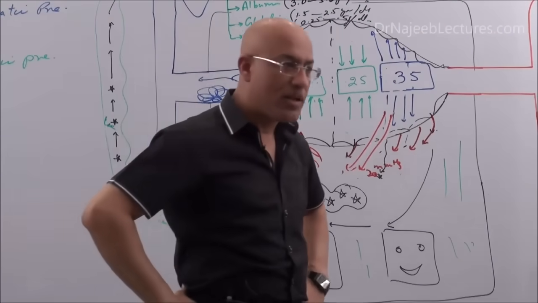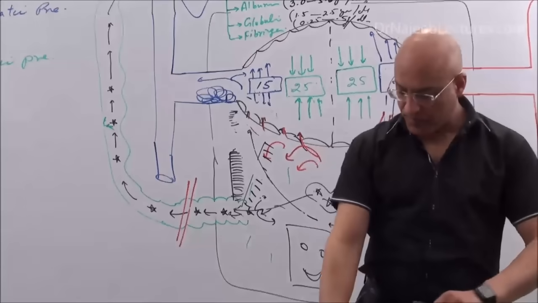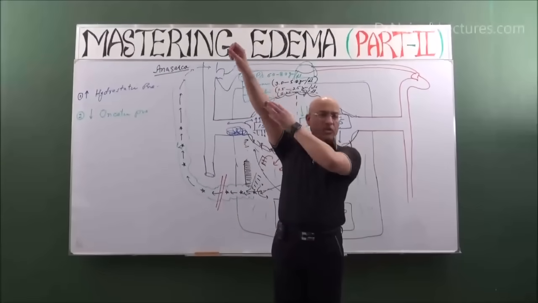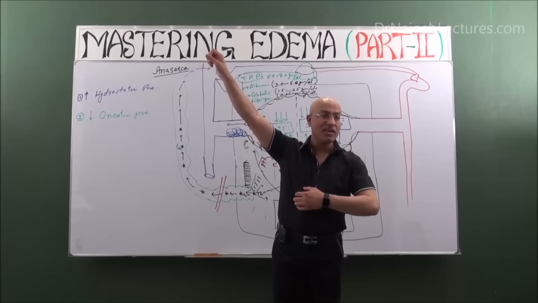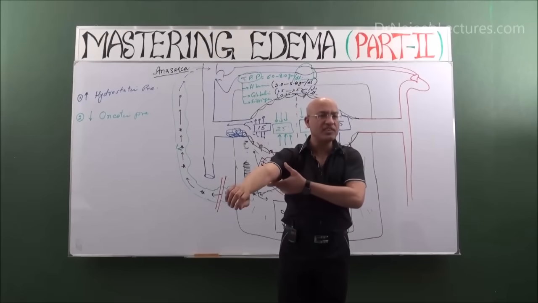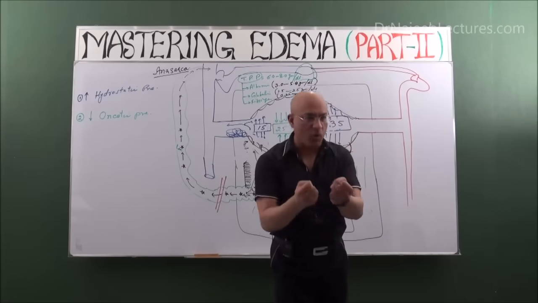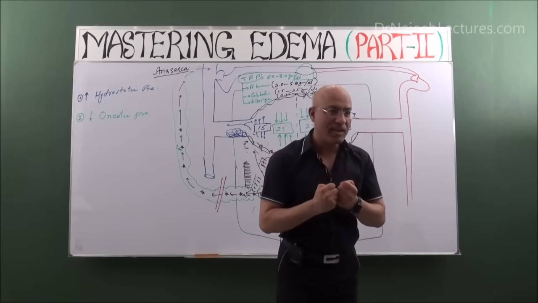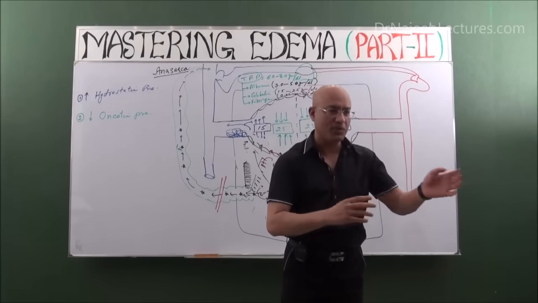Am I clear? So what happens is that when I raise my arm, all interstitial fluid will not drain, because the glycoproteins in interstitium hold the water, they absorb the water and they don't allow too much movement of the water.